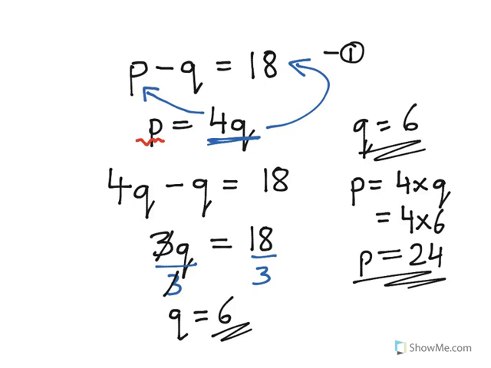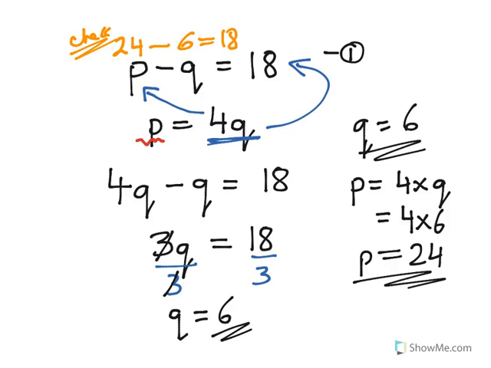I substitute 24 back into equation 1. I know that P equals 24. Let's put 24 here then. P equals 24. Q equals 6. Whoops. Q equals 6, so I write 6 here. 24 minus 6 does equal 18. So my check shows me that I've done everything right.